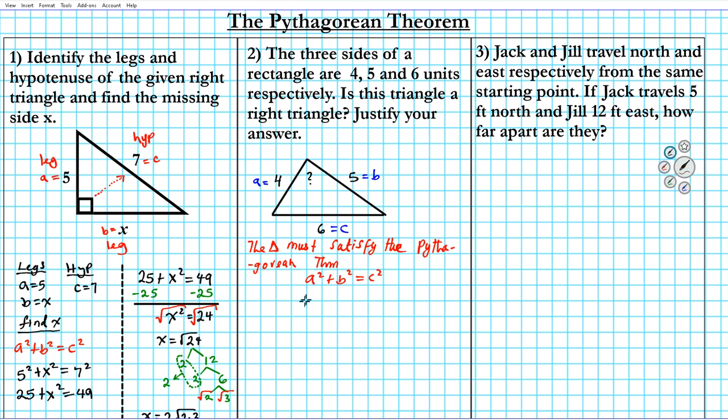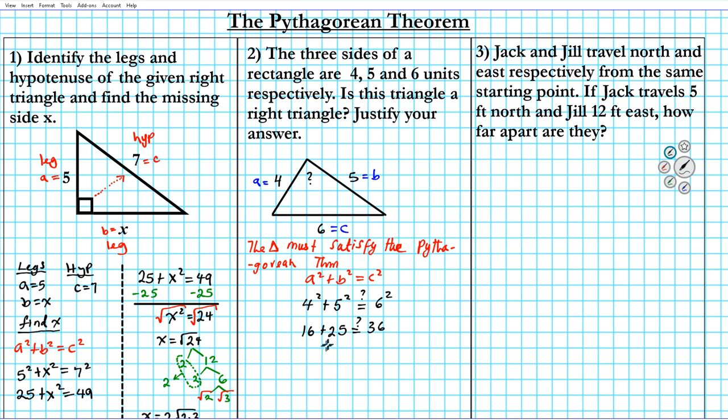Okay, so let's substitute. We have 4. The question is 4 squared plus 5 squared? Notice we'll add in the square of the shorter sides. Is it equal to the square of the longest side, 6 squared? Because that's how the Pythagorean theorem works. The sum of the square of the shorter sides is equal to the square of the longest side. All right, so 4 squared is 16. Is 16 plus 25 equal to 36?